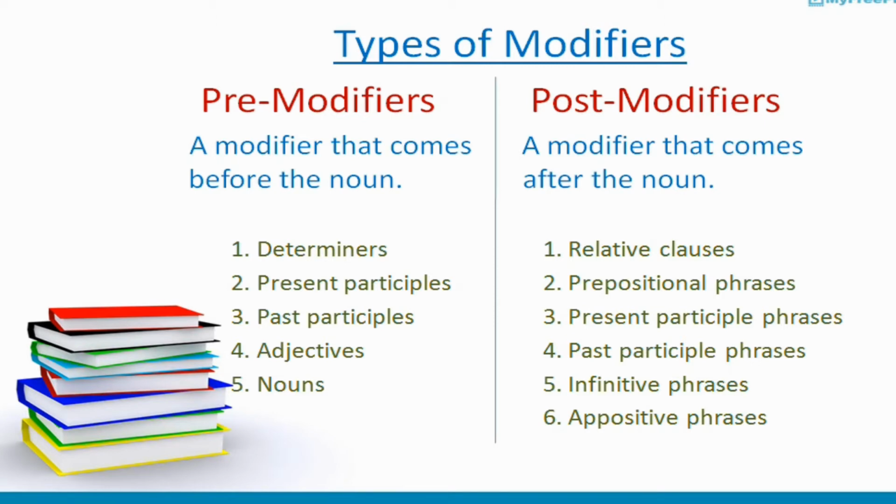Number 1, relative clauses. Number 2, prepositional phrases. Number 3, present participle phrases. Number 4, past participle phrases. Number 5, infinitive phrases. And number 6, appositive phrases. Dear viewers, modifiers is another discussion. I just gave you a little bit of information about the modifiers, and I will upload separate videos regarding modifiers. Here, I'm talking about noun phrase.